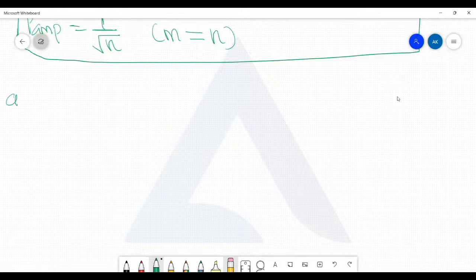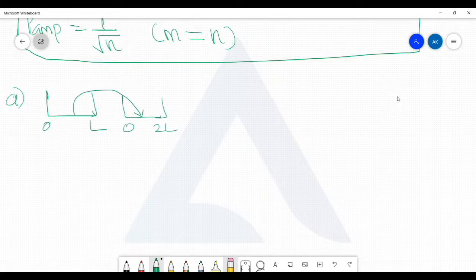Question, let me give this. We have already discussed one problem. Let me give that again. The box of length 0 to L is now shifted to 0 to 2L. What is the ground state to ground state transition probability? Or what is the probability that the particle is found in the ground state?